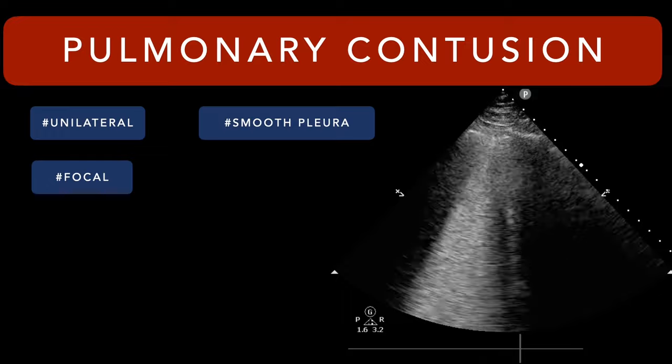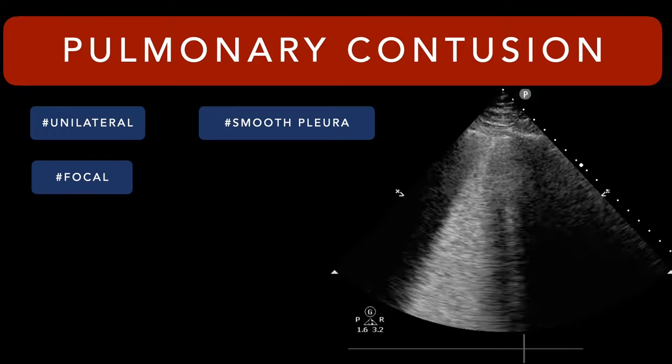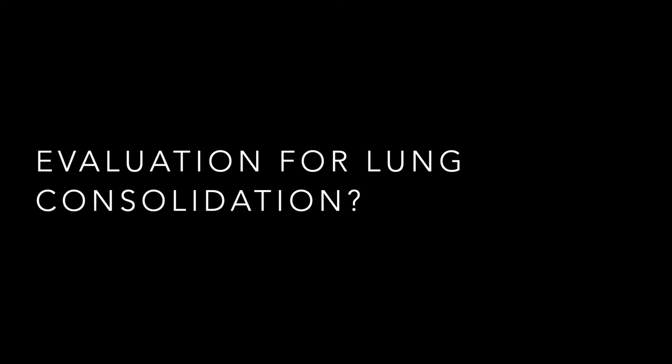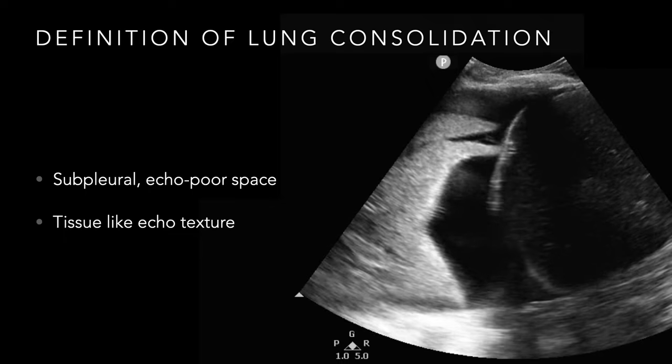Part one was, do they have lung sliding? Part two was, do they have an A versus B profile, and what does the B profile mean? And part three, and this will be the short part, is evaluating for lung consolidation. This one gets a little bit more narrow in scope, but there are still some things to take note of.